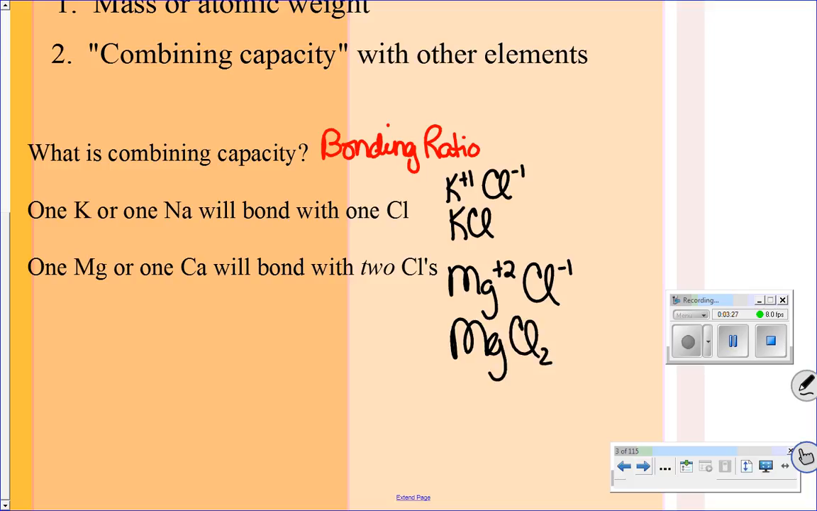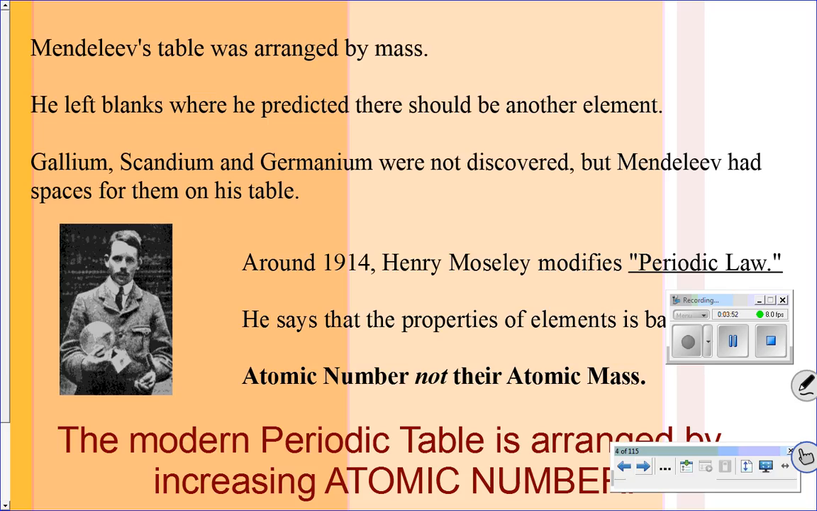He didn't use chlorine, he used oxygen bonding ratios instead. But what he found is because magnesium bonds in that ratio of MgCl2, a 1-to-2 ratio, he looked at calcium, and that has the same one. So magnesium and calcium go in the same group. Sodium, as we know, bonds to chlorine with a 1-to-1 ratio. So they bond at the same ratio, they go in the same group. Mendeleev's table was arranged by mass primarily.